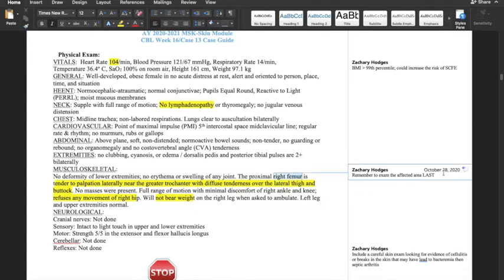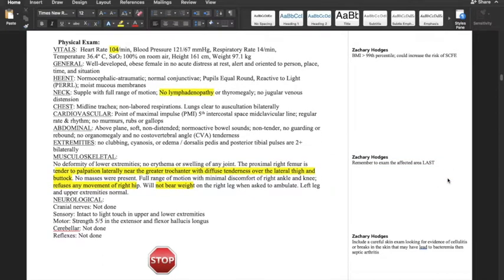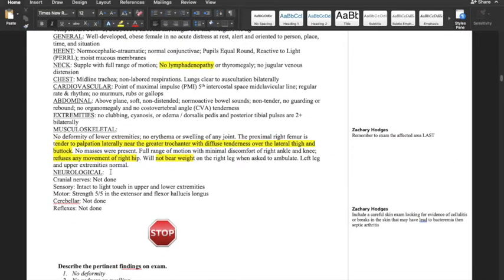So also in pediatrics, remember we want to examine the affected area last, because as soon as you move a joint that hurts, our children will probably not give you a good exam the rest of the way. Neurologic exam, good strength, good sensory. And I also included here, including a careful skin exam is important. If there is evidence of cellulitis or breaks in the skin, that could be a source for bacteremia and could lead to a septic arthritis.